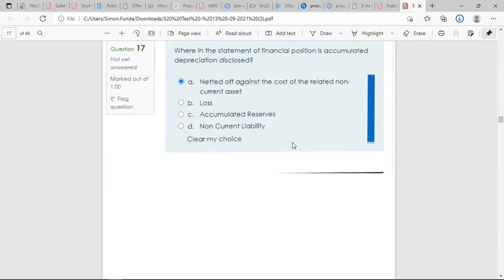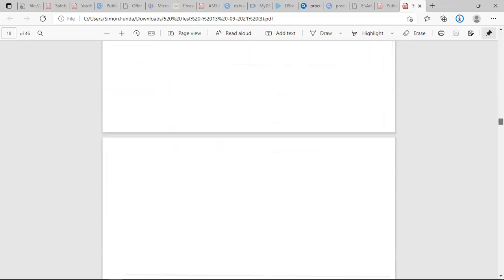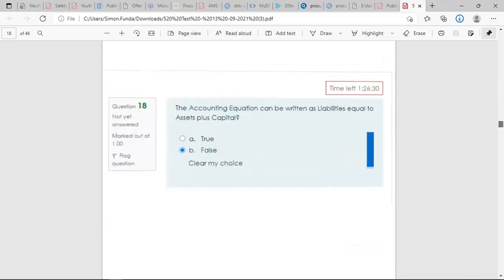So here that's what is done. So it is netted off against the cost of the related non-current asset. Is that okay?